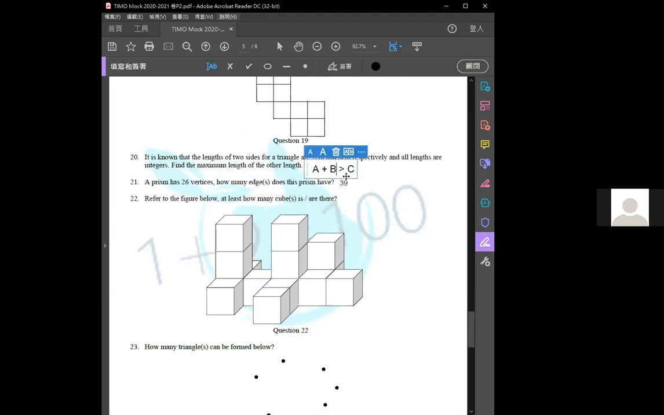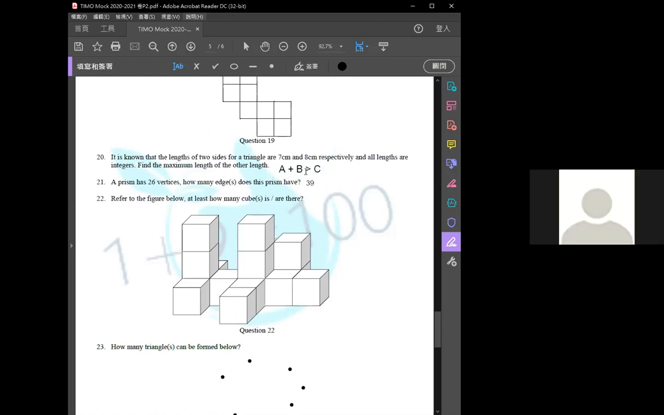You could try to draw it by yourself. Like you said, the edges would be 39. You need to have 1 extra edge to form the print.